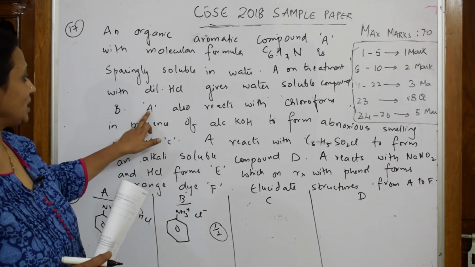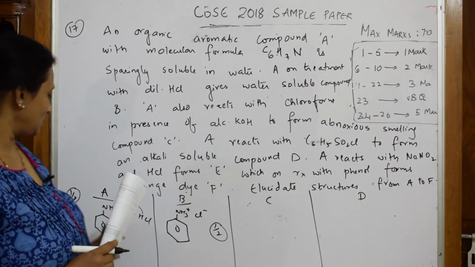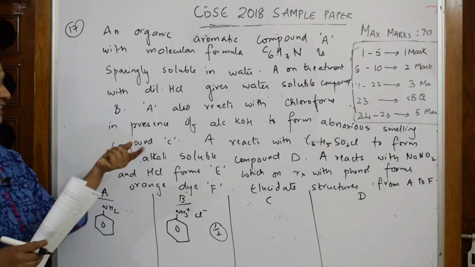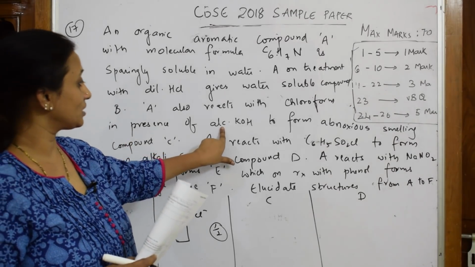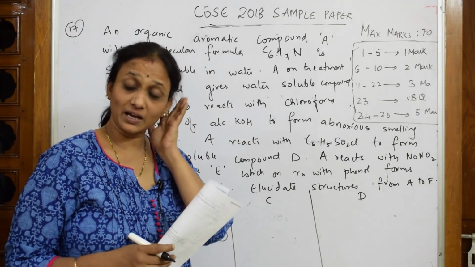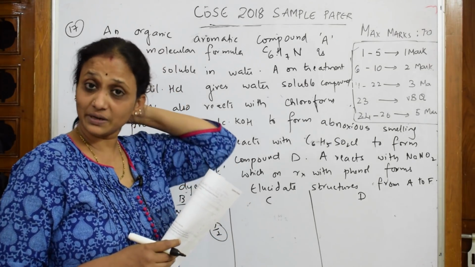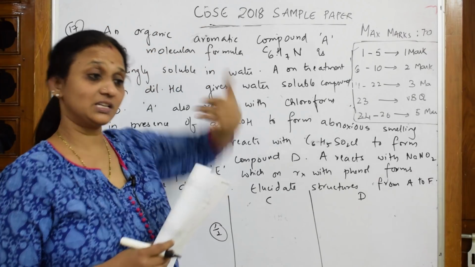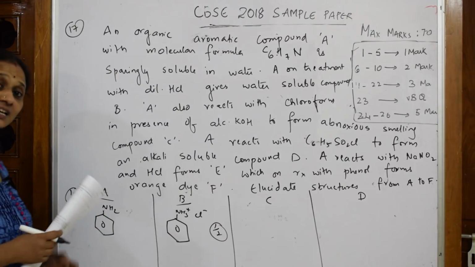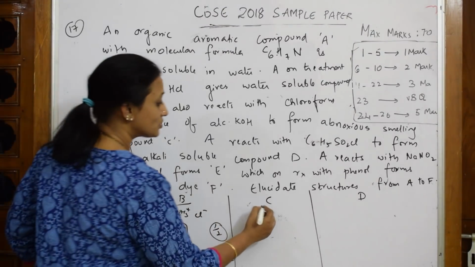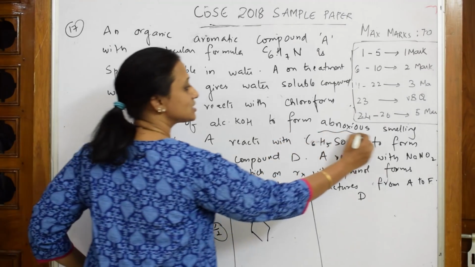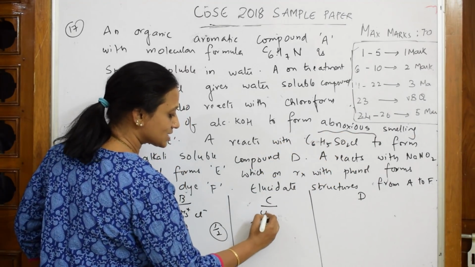Now they said A also reacts with chloroform. A reacts with chloroform in the presence of alcoholic KOH to form obnoxious compound C. Chloroform, alcoholic KOH, we very well know the carbylamine reaction. What do we get? We get a product which is cyanobenzene, isn't it? So compound C, the obnoxious product, as soon as you see this word you can directly write it as cyanobenzene.